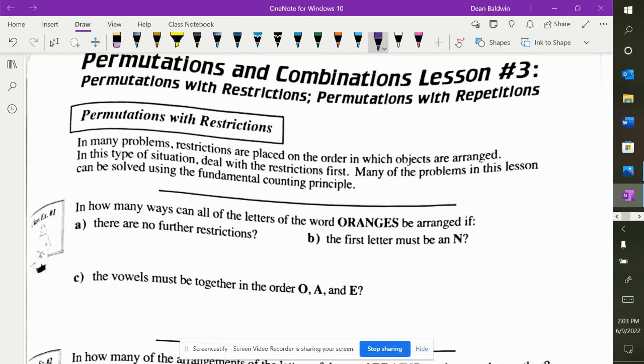Yesterday we learned about factorials. What does factorial mean? If I say 7 factorial, what does that mean? 7 times 6 times 5 times 4, 3, 2, 1, all the way down to 1, right?